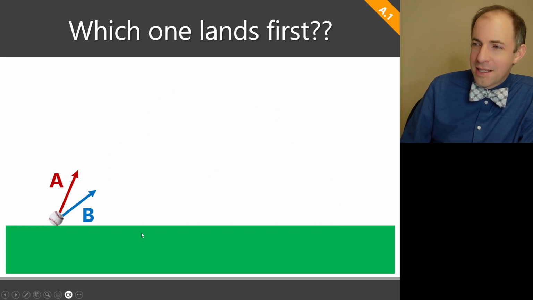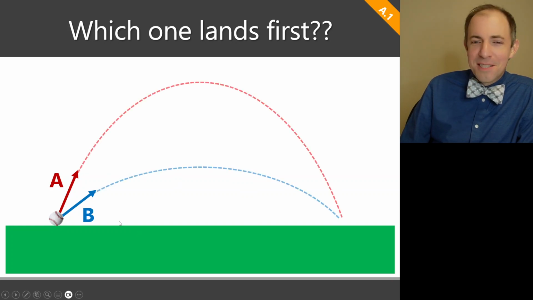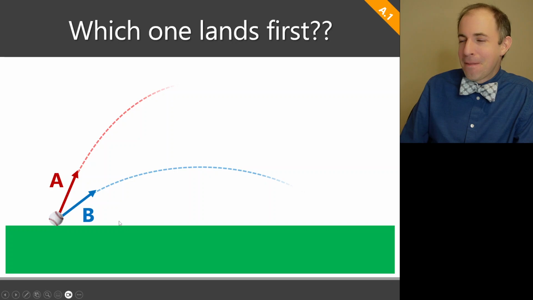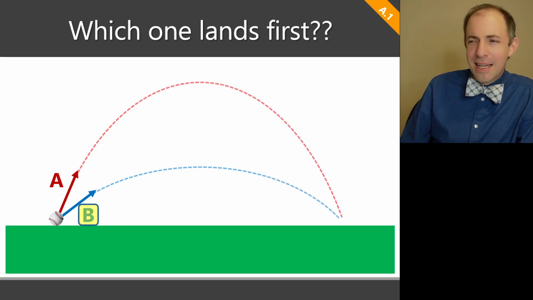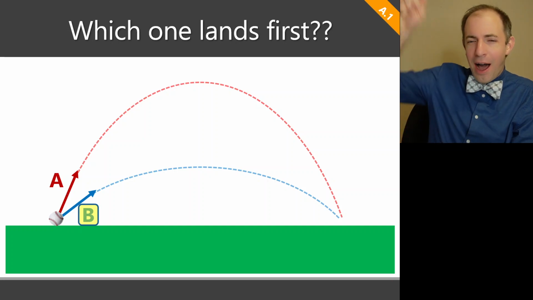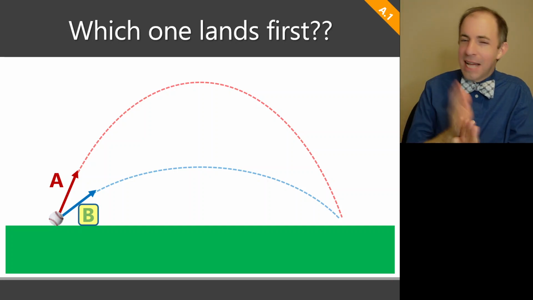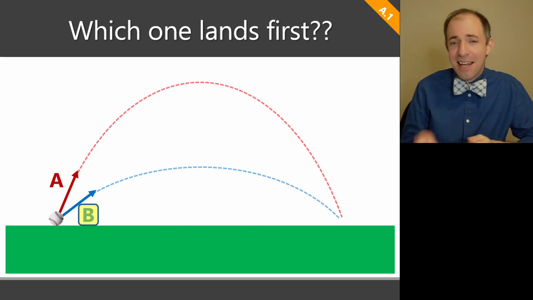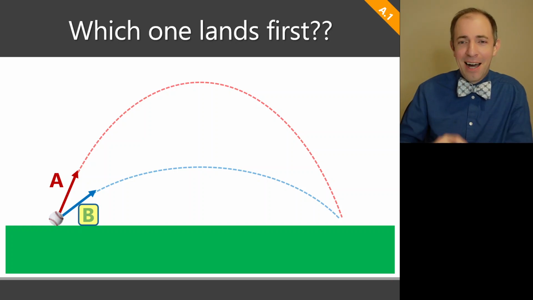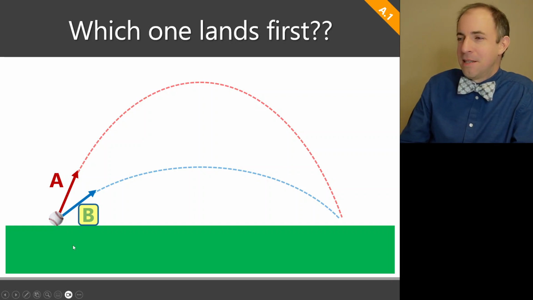Well, if I look at this and I actually animate it, we'll see that B lands before A does. The time is based entirely on how high it goes. The higher it goes in the air, the longer it's going to be airborne because the timing will match essentially an object that's thrown straight up, going to the same height. So the higher it goes, the more time it's in the air.